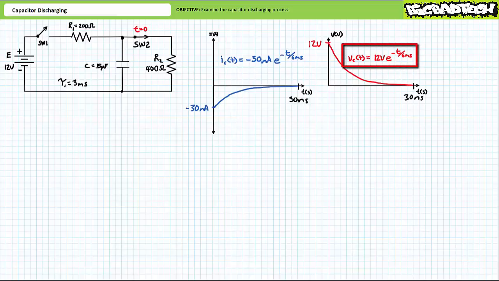Voltage across the capacitor as a function of time can be modeled as Vc of t equals 12 volts times e to the negative t over 6 milliseconds, where 12 volts is the initial voltage and 6 milliseconds is the time constant tau 2. The plot of voltage across the capacitor as a function of time demonstrates that it starts at 12 volts and drops to 0 volts by 5 time constants, or 5 times 6 milliseconds, or 30 milliseconds.